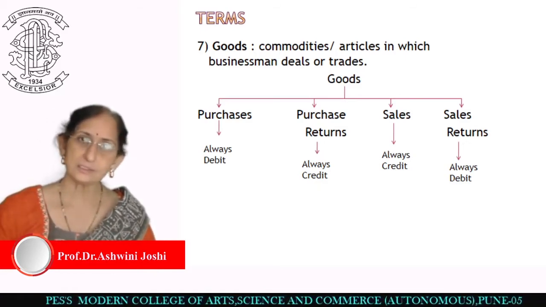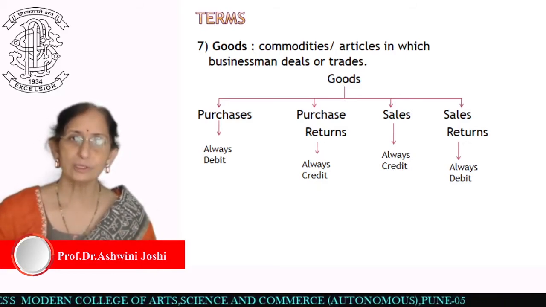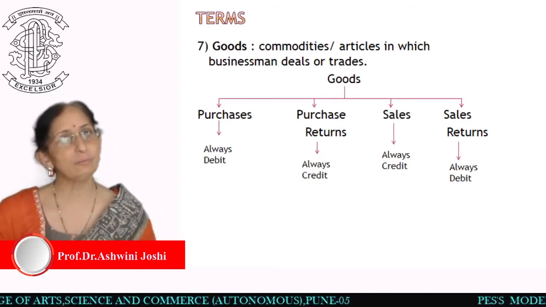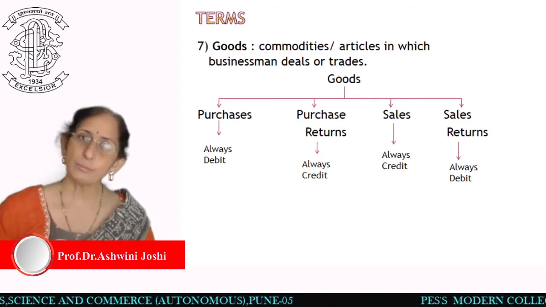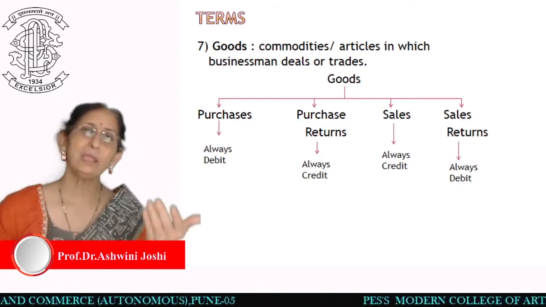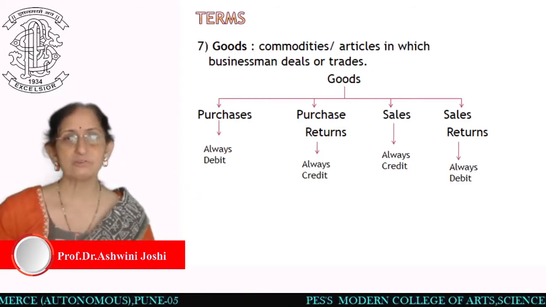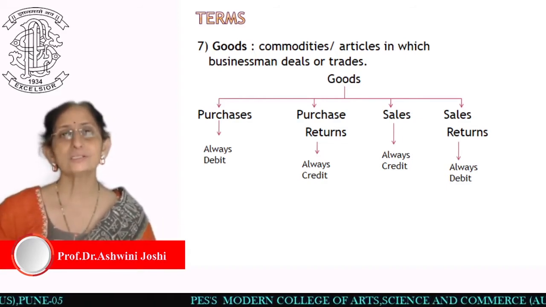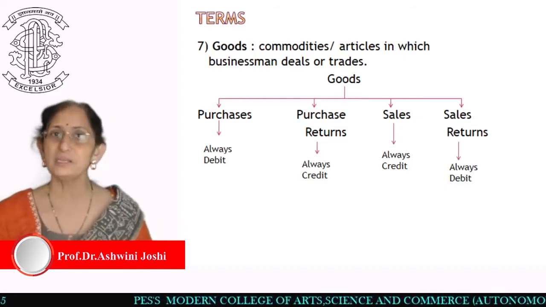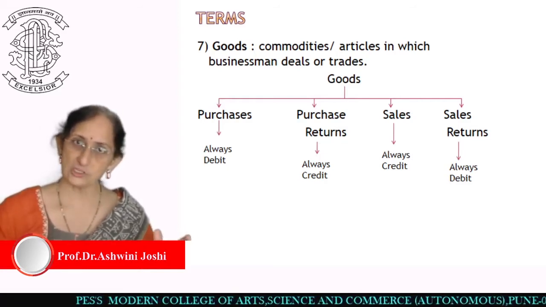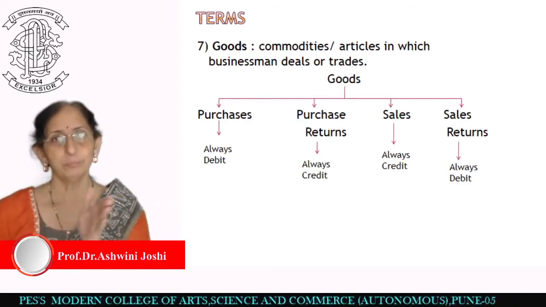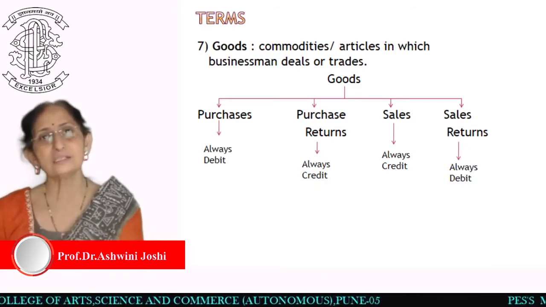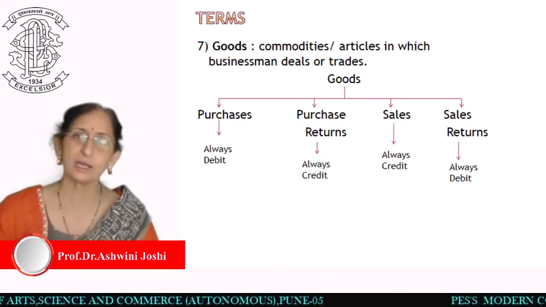Next term is sales. Business is selling the goods. When he is selling the goods, goods are going out, so it will always be credited. Sometimes the customers may return the goods. We call it sales returns. Now goods are coming back to the business. Sales returns will again always be debited. So purchases debit, purchase returns credit. Sales credit, sales returns always debit because they are opposite.